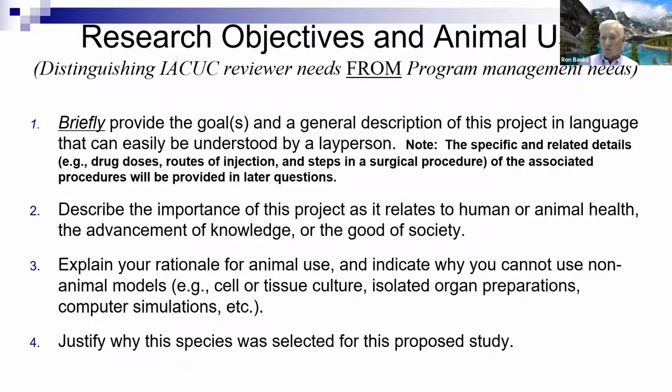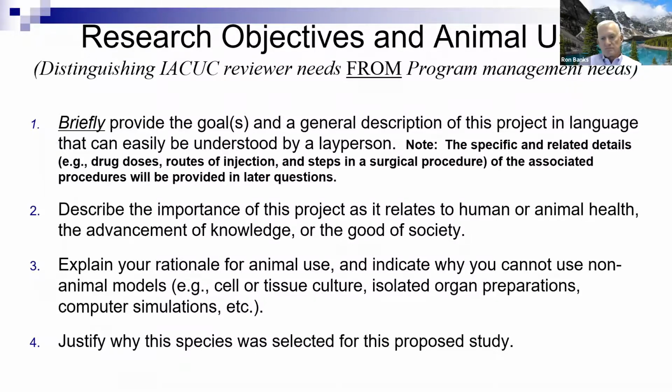Explaining the rationale for animal use and indicate why you couldn't use non-animal models or tissue cultures, organ preps, other kinds of things. And then a question on justifying why the species was selected for the particular proposed study. Are there things unique or special? And certainly cost is generally not an indicator. There might be times when that could be argued. But it shouldn't be because of cost or because they're easy to manage, or I can keep more of them in the same square footage than I can keep something else. So why indeed was the species selected, and is it the best species? That could very much be an important IACUC review question, no doubt.